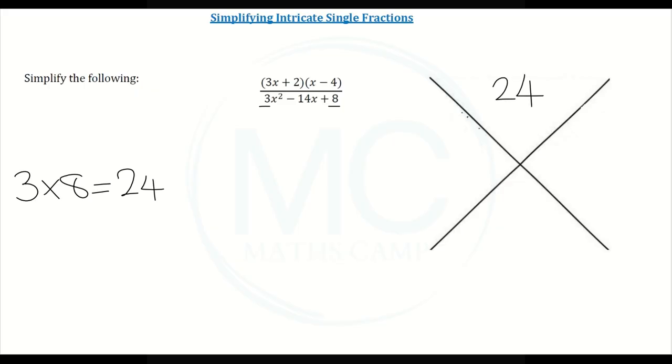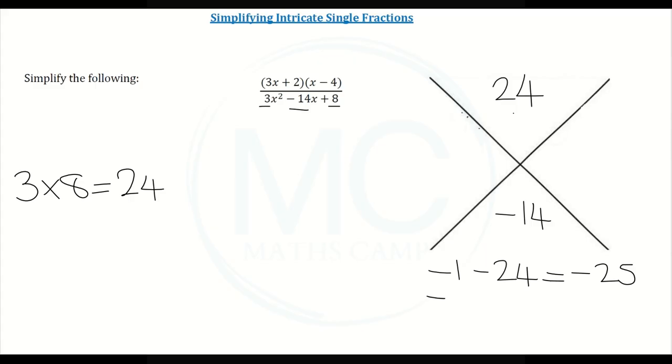The coefficient of our x term is negative 14. 24 is positive and 14 is negative, which means both factors will be negative. Let's look at the factors of 24. 24 divided by negative 1 is negative 24, which gives us negative 1 minus 24, which gives us negative 25.